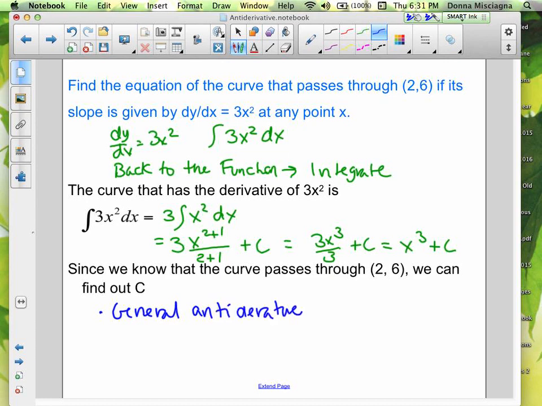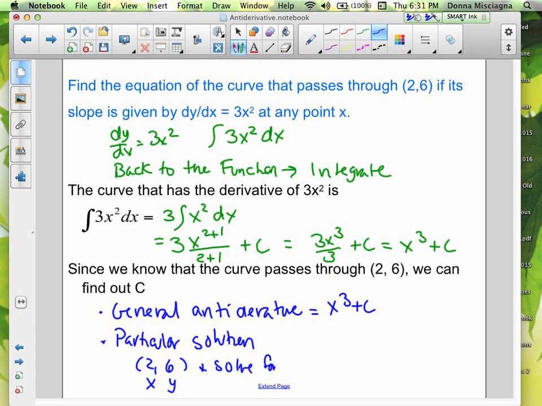The family of functions is x cubed plus c. We want to find now the particular solution. And we can find the particular solution because we're given the fact that we have this point here, (2, 6). So we just plug in the 2 for x and plug in the 6 for y and solve for c. It's that simple.